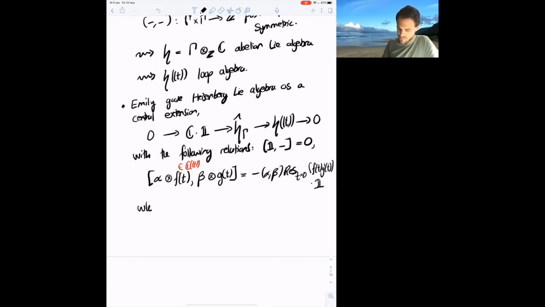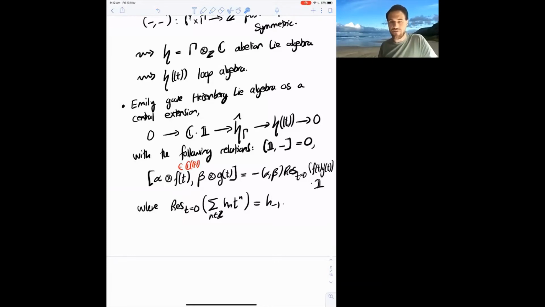The residue at t equals 0 of anything that looks like this is just extracting the coefficient of t to the minus 1. Okay. You could alternatively describe, and it might be more intuitive, what goes on if you look at elements of the form t to the m, t to the n here. Then you know that monomials like t to the n topologically generate the loop algebra. So giving those relations is enough.